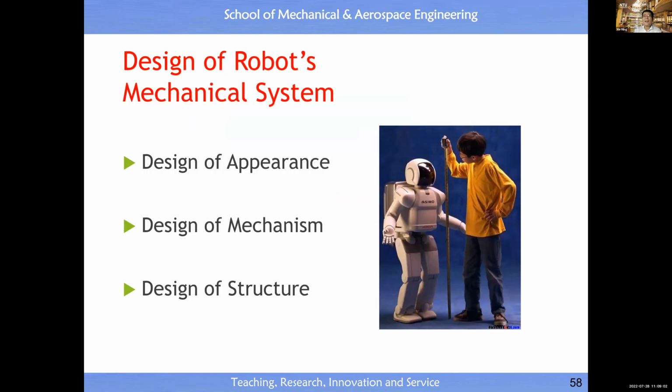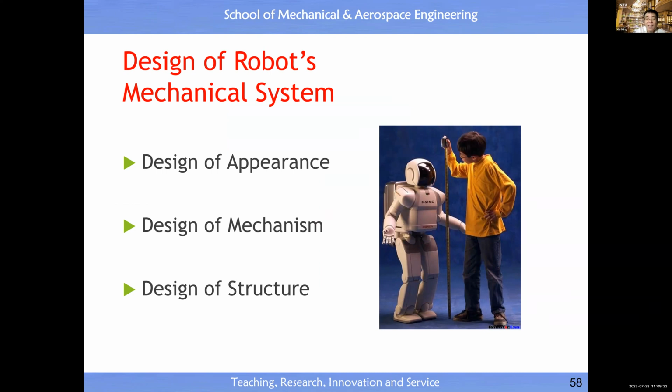So then when you design a robot's mechanical system, just now I already told you, there are 3 very, very important subsystems inside a robot. First is the mechanical system, second is the control system, third is the programming system, all right? Then for the design of a mechanical system, what should be the major concern?